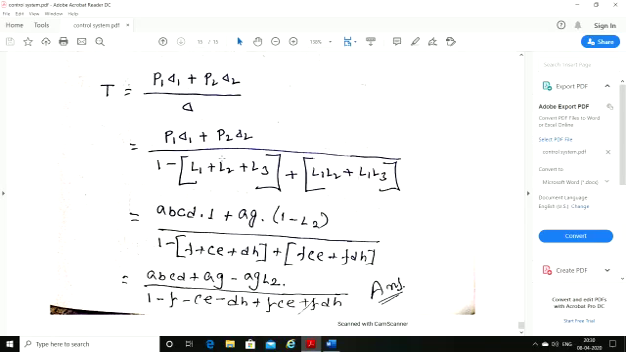After that, solve it. P1 del 1 can be written as ABCD into 1, plus AG into 1 minus L2, divided by 1 minus the factors F plus CE plus DH, because L1 equals F, L2 equals CE, and L3 equals DH, plus L1 L2, meaning FCE, plus FDH. Solve it and we will find ABCD plus AG minus AGCE by 1 minus F minus CE minus DH plus FCE plus FDH. This will be found by solving this equation.